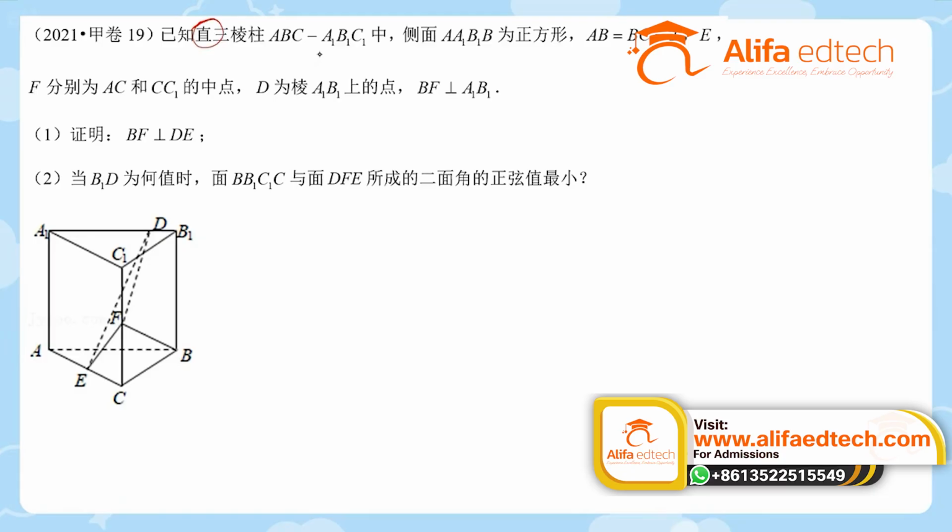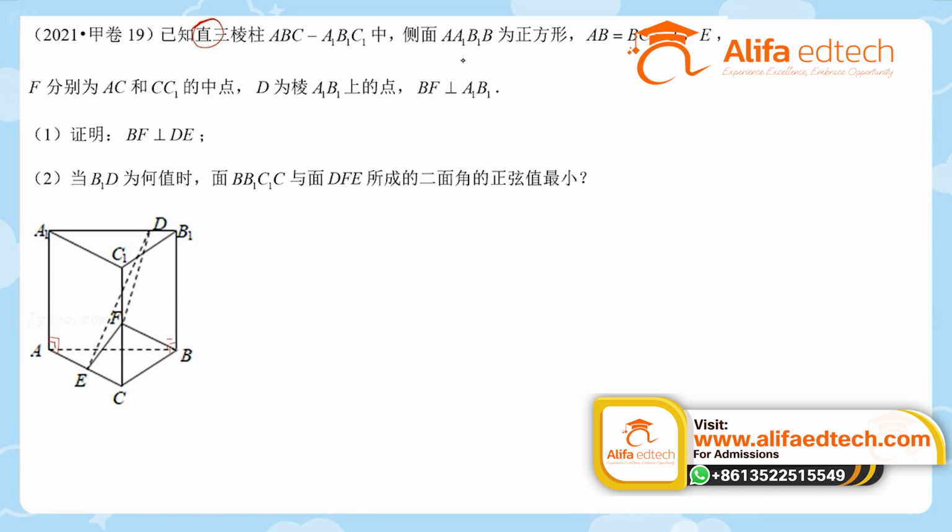Given a right triangular prism ABCA1B1C1. Since it's a right triangular prism, the side edges must be perpendicular to the base, meaning they're perpendicular to every line in the base. In other words, AA1 is perpendicular to AB and AC. BB1 is perpendicular to BA and BC, and the same applies to CC1.